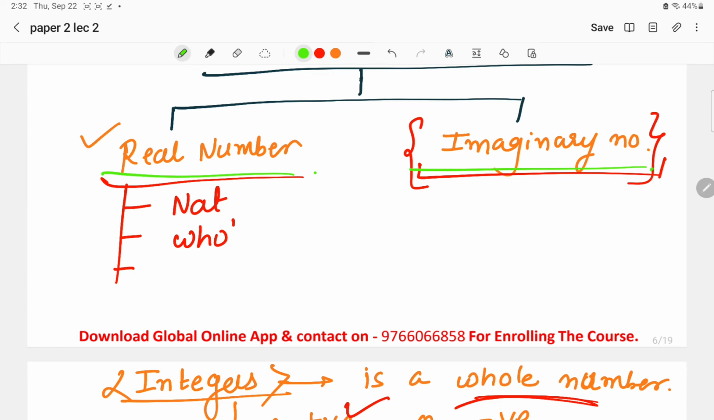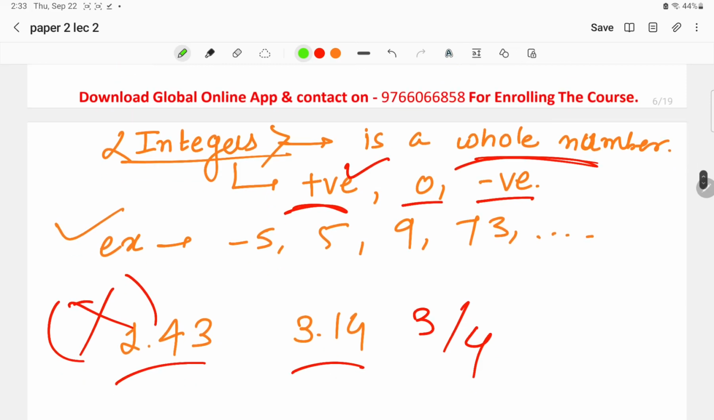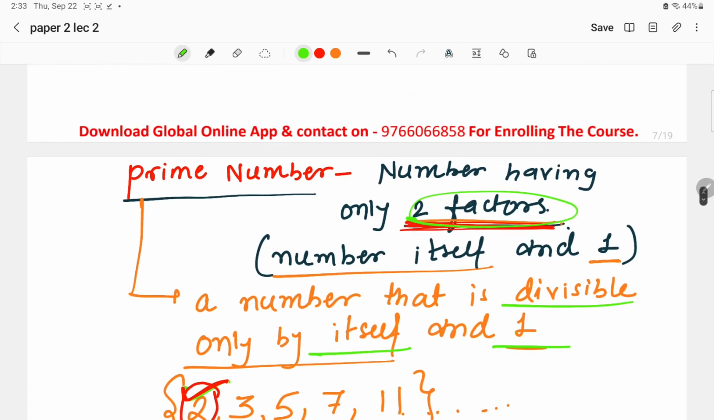Next, the imaginary number: when we square an imaginary number, we get a negative result. An imaginary number is nothing but the square root of a negative number. That is called an imaginary number. So this is not of much importance.